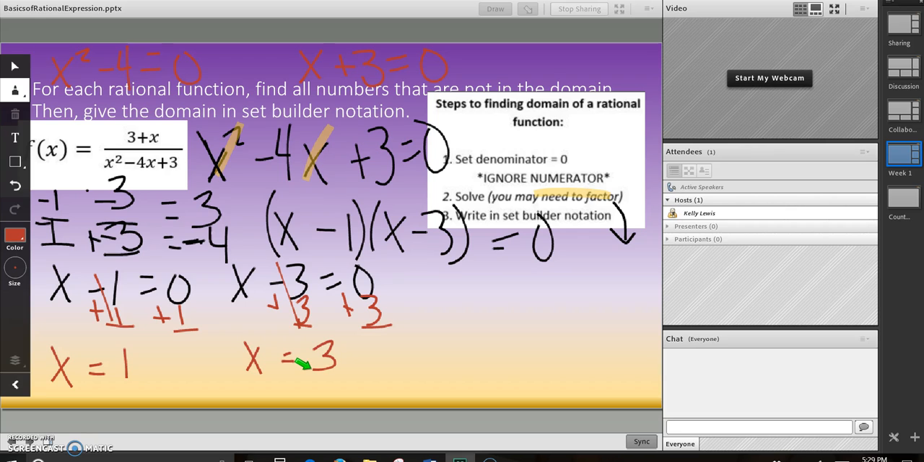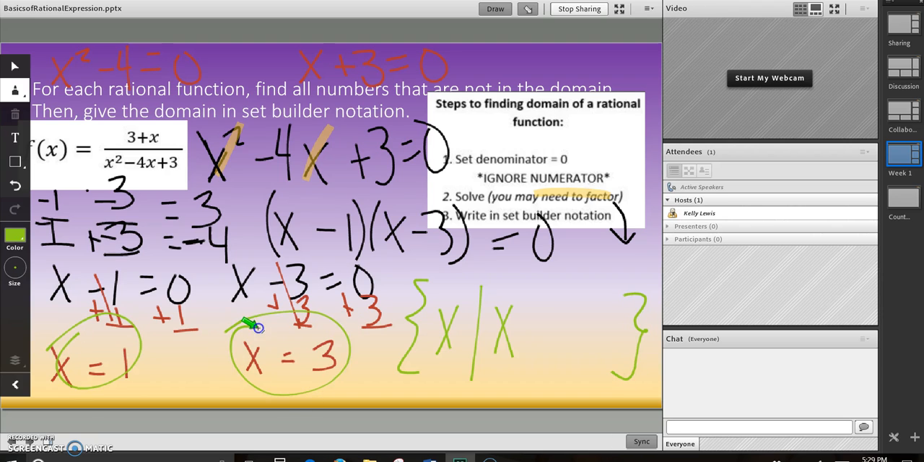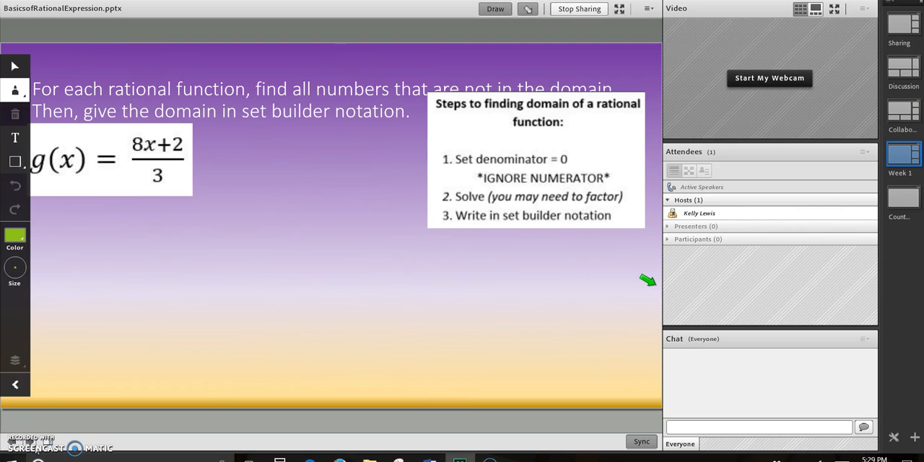All right, so remember, these are the numbers that x cannot equal. So we're going to do our shell for our set builder notation, and then we're going to write x cannot equal 1 or 3. And so this is our answer. All right, let's do another one.